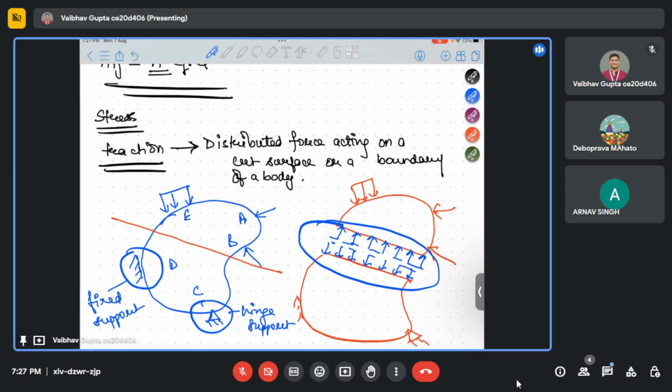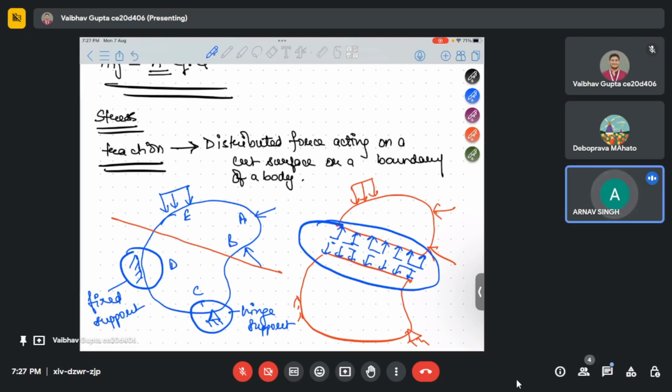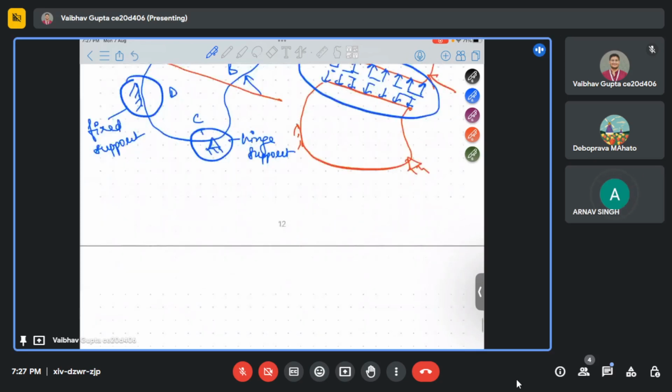This distributed force is acting on a cut surface or a boundary of a body. This is called traction. You can see in the lectures also, sir has defined it beautifully. I'm just covering a summary of that. Traction depends upon a number of things. It's a function of t, x, and n.